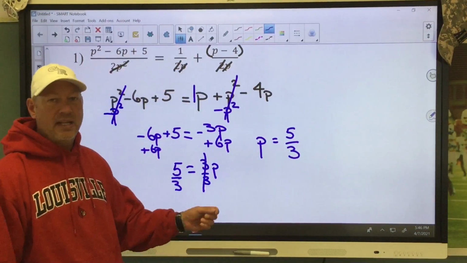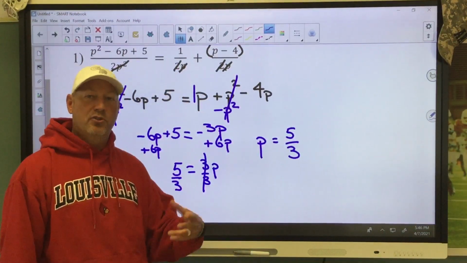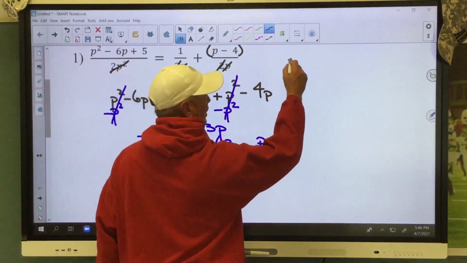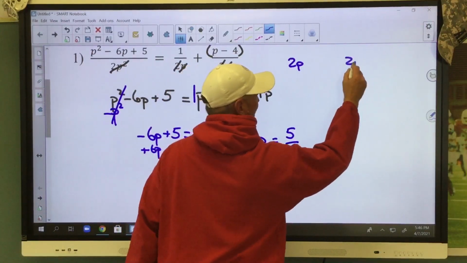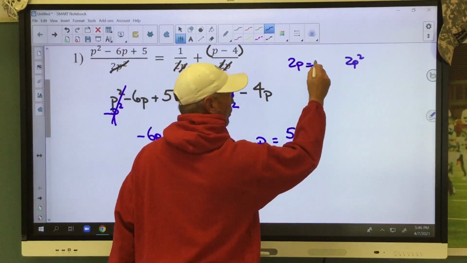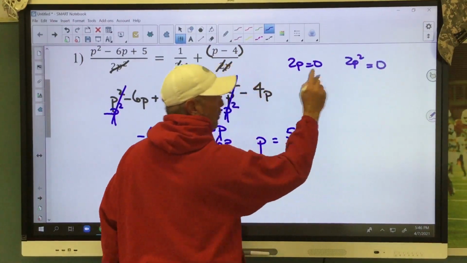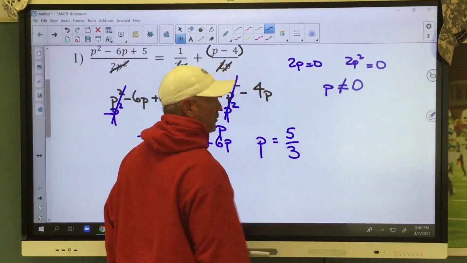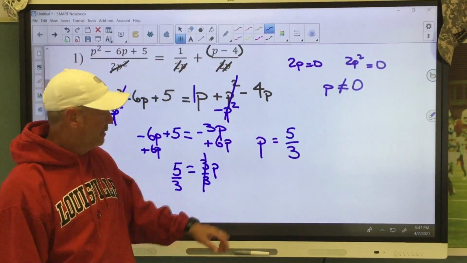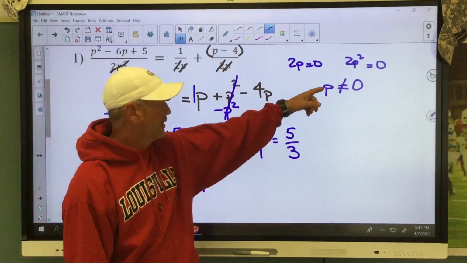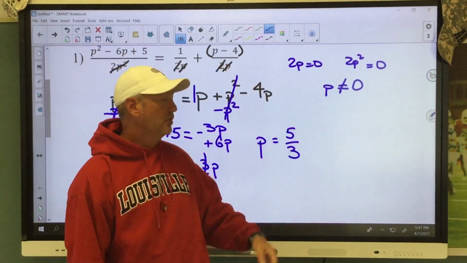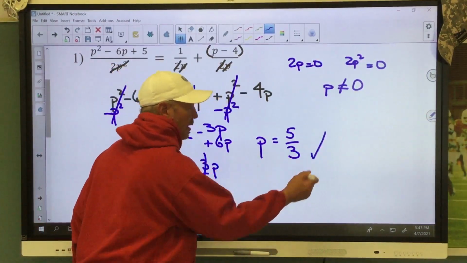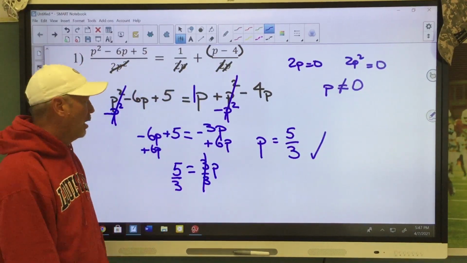I have to determine if that's a good solution or not. I have to check for extraneous solutions. I look at my denominator and I have 2p and I have 2p squared. But when I put those equal to 0, in both cases, I will find out that p cannot equal 0. And that's okay, because this is my solution. It does not match my excluded value. So I do not have any extraneous solutions. This is a good answer, okay? All right, let's try another problem.